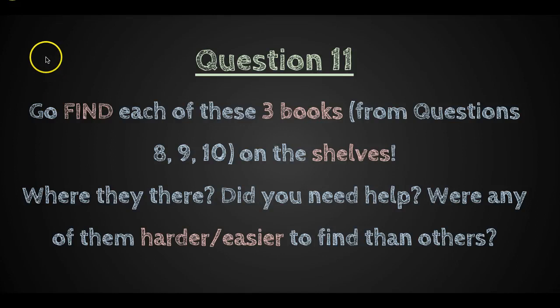And question 11, last question in the video. Go find each of these 3 books from questions 8, 9, and 10 on the shelves. Were they there? Did you need help finding them? Were any of them harder or easier to find than others? For example, was it hard for you to find the reference books, or hard to find the fiction books, or were they all pretty easy to find? So find the books. Were they there? Did you need help? And were any of them harder or easier to find than the others? When you have completed question 11, you can complete the rest of the other question or 2 on that form, and you will have completed module number 1.